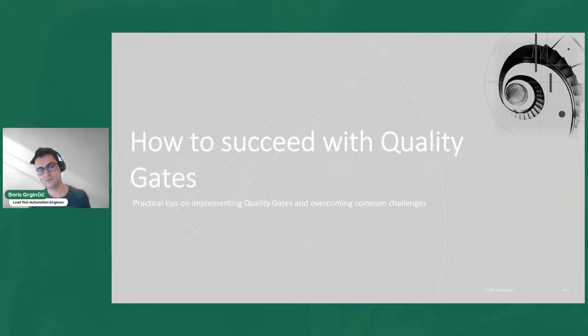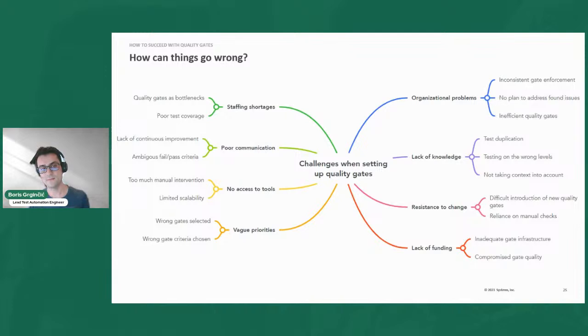Okay, but how to succeed? First, before we can succeed, we need to know how we can fail. There are many challenges when we are setting up quality gates, which might cause us big problems. Looking from the left, there could be some staffing shortages. And if you have staffing shortages, which might be the case for a lot of people, you might end up with anti-patterns, like quality gates becoming your bottlenecks. You might have a team of manual testers, and they are your really important quality gate. But of course, if you don't have enough of them, it's going to be a bottleneck.